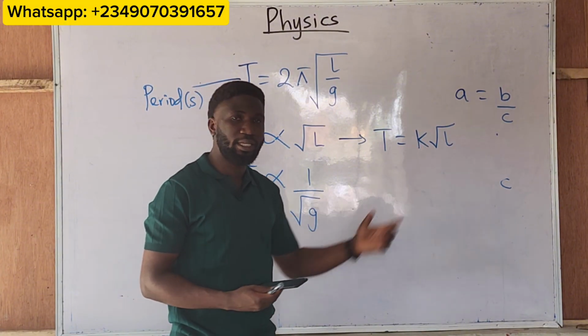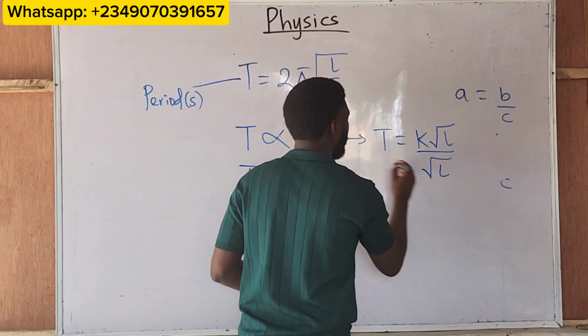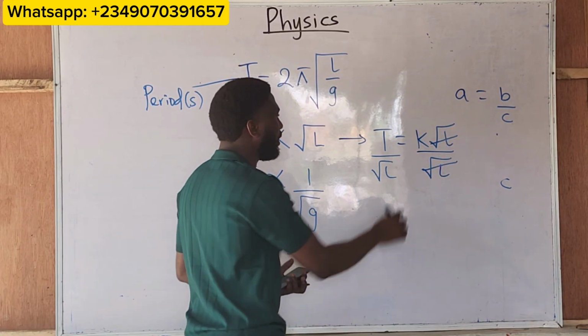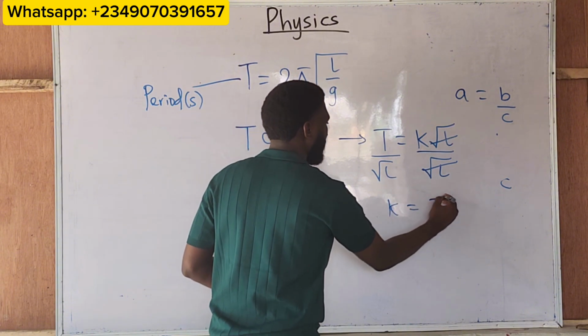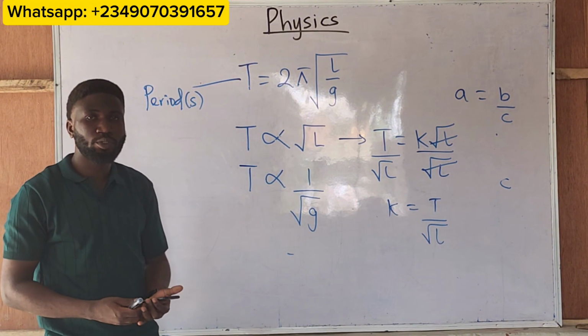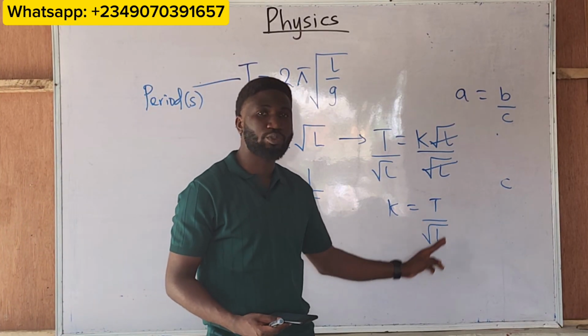So let's get this K. K will be, divided by square root of L, divided by square root of L. So square root of L cancels square root of L. Then we have K to be T over square root of L. So if it's just one value, we have K to be T over square root of L.